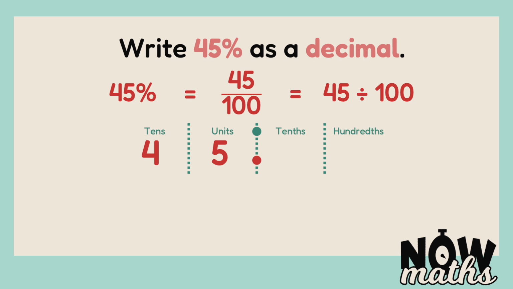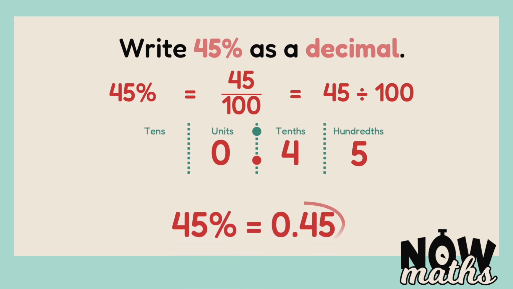Now when we divide by 100, again, all of the digits shift to the right 2 places. So we can see that the 5 units move to the hundredths and the 4 tens move to the tenths. And now we have 0 tens and 0 units. We don't need to worry about the 0 tens because that makes no difference to how we write the number. So 45% as a decimal is 0.45.